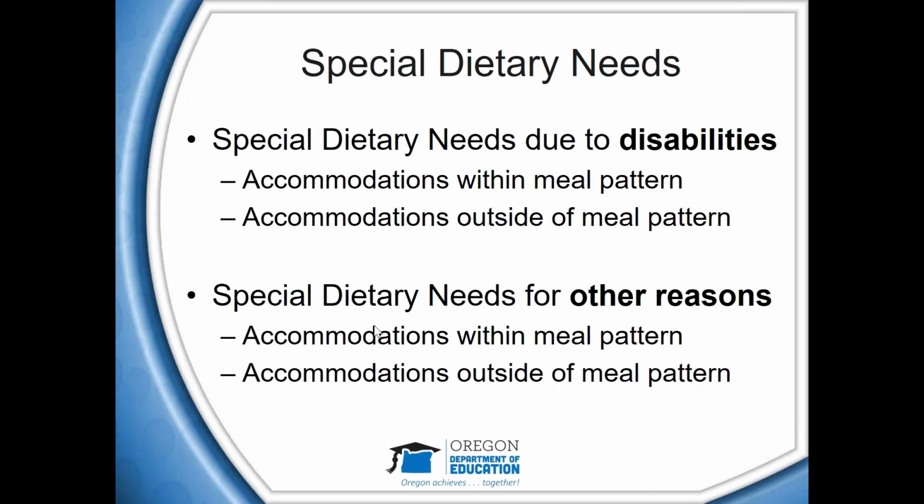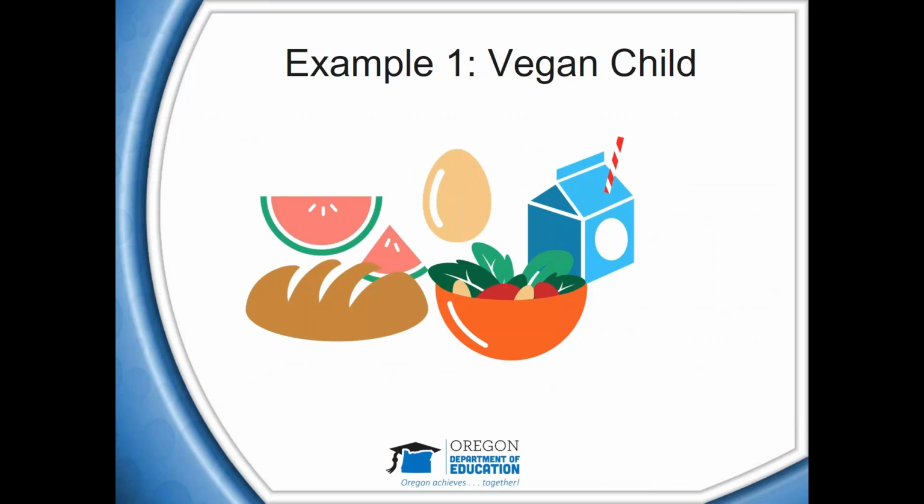For both disabilities and other reasons, accommodations can either fall within meal pattern requirements or they can be outside of meal pattern requirements. For example, let's examine the case of a child who comes from a vegan family. This would fall under personal preference or other reasons, and the center or site can decide whether they want to accommodate their dietary request. As best practice, we generally recommend accommodating requests if they are feasible, since most requests are easy to make. However, it is not required.